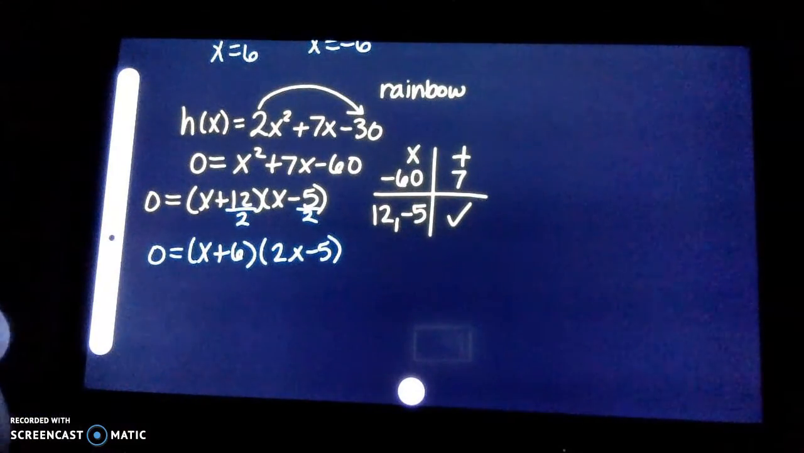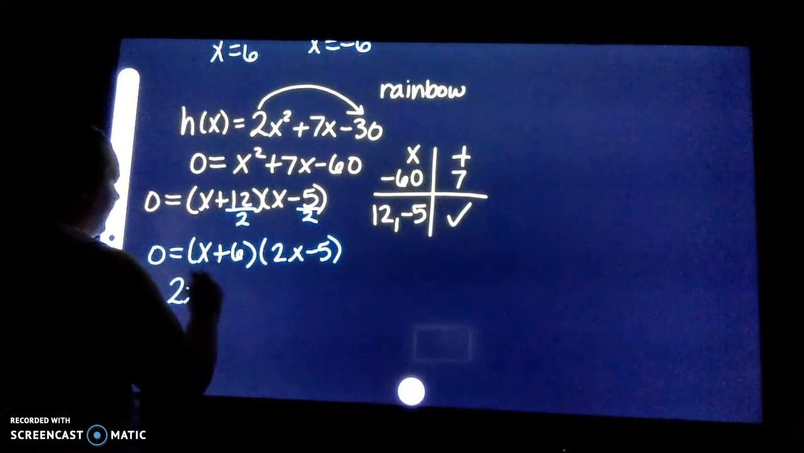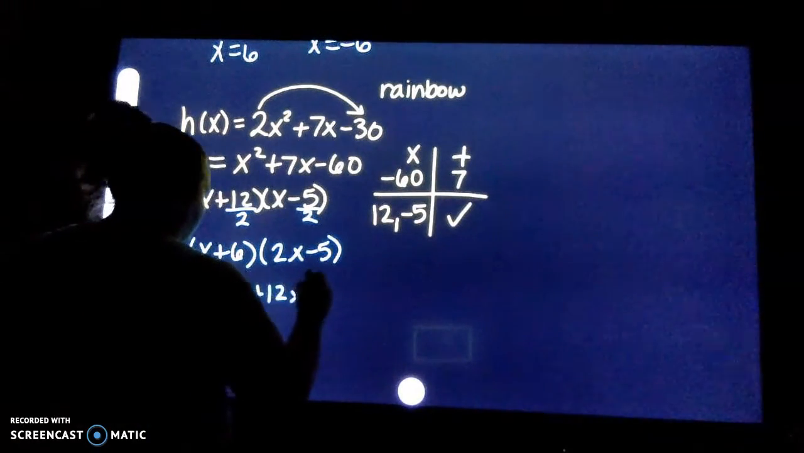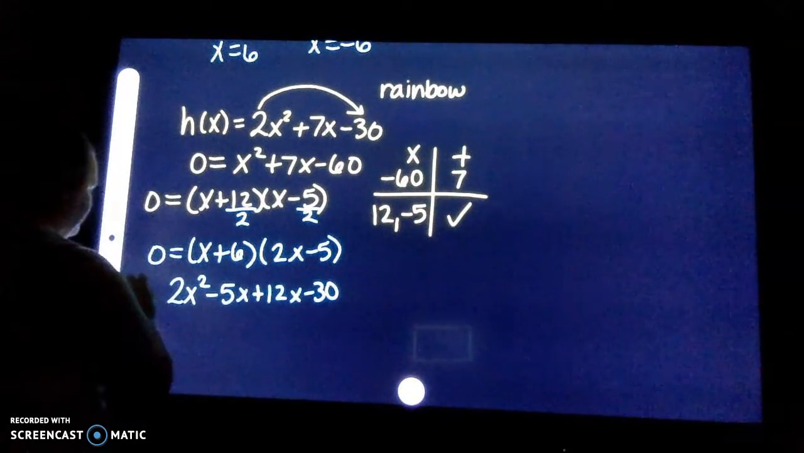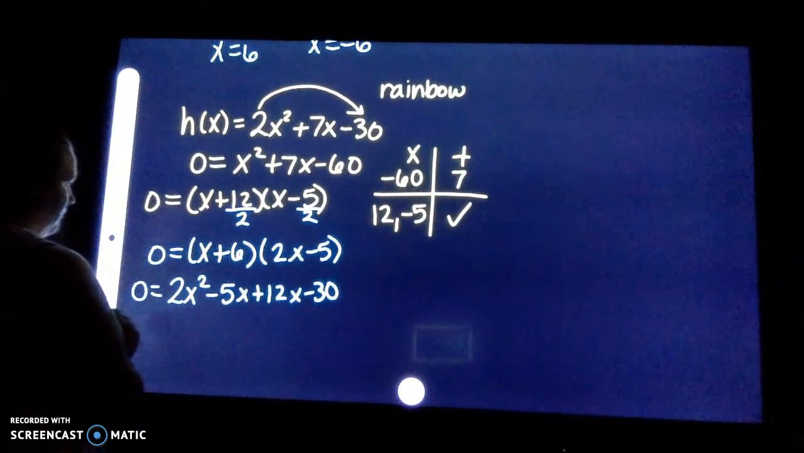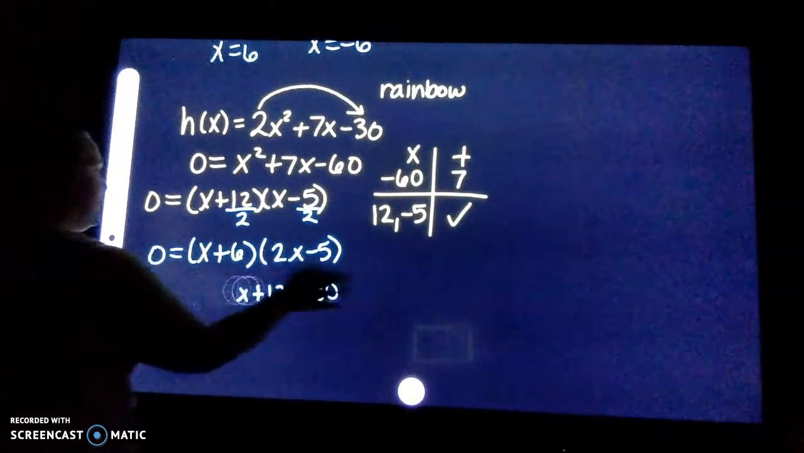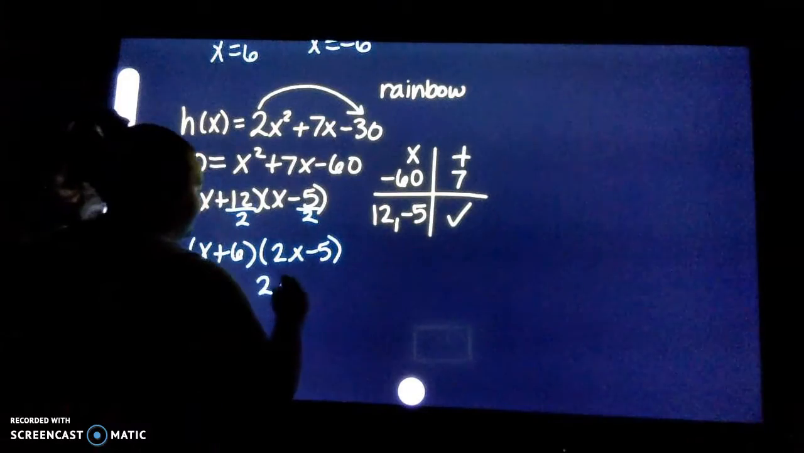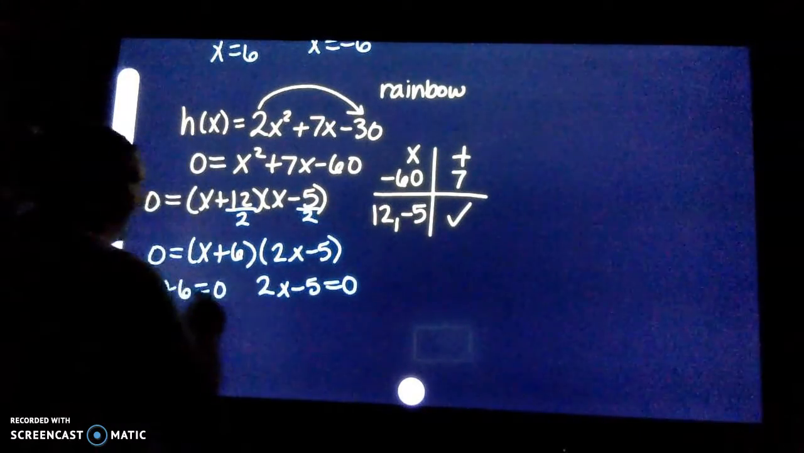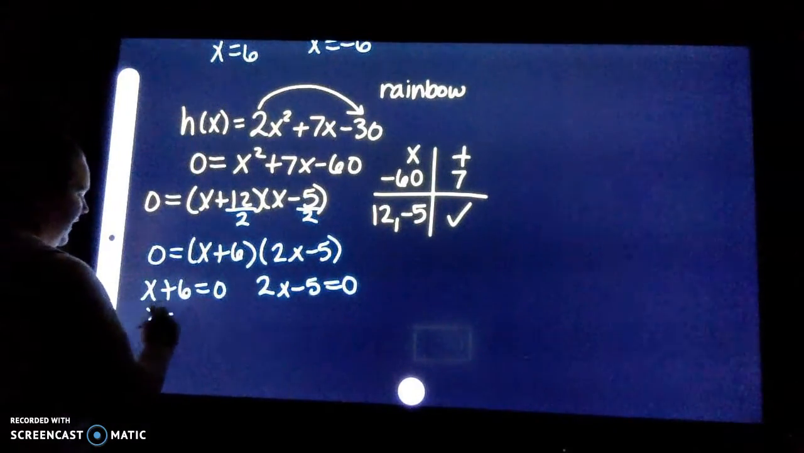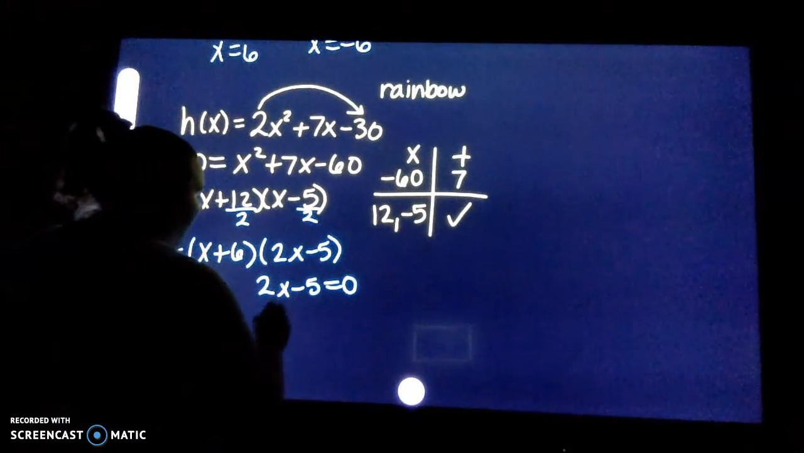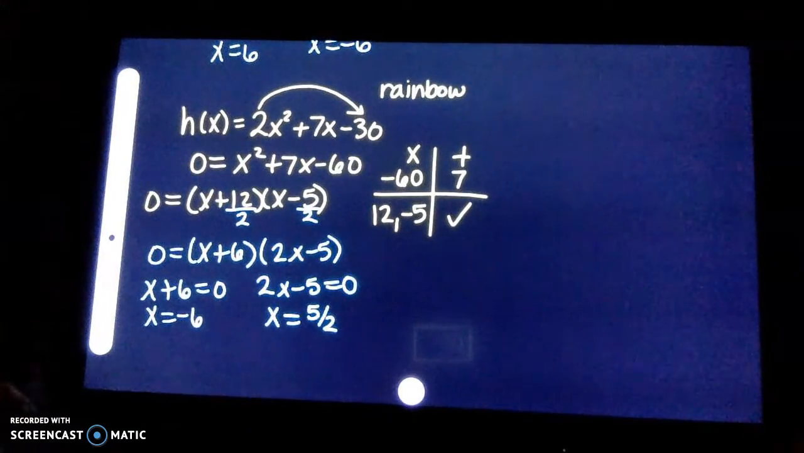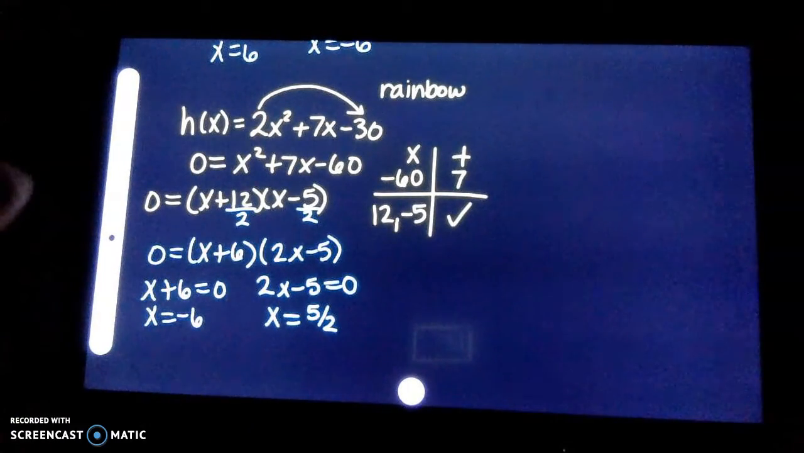And from here, I can just FOIL. When I do that, I get 2x squared minus 5x plus 12x minus 30. Just kidding. I'm going to take each of those factors and set them equal to 0. Subtract the 6 over, I get x equals negative 6. Add the 5 and divide by 2, and I get x equals a positive 5 halves. So my two solutions are negative 6 and positive 5 halves.